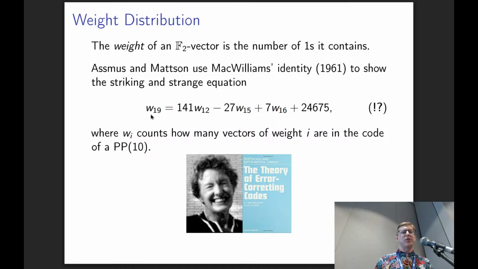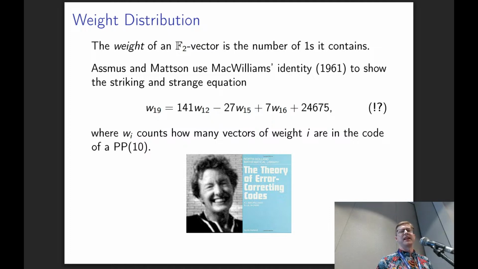It tells you exactly how many vectors there are of weight 19 in this code of order 10. It's in terms of the number of vectors of weights 12, 15, and 16. Okay, so this is where Lam starts. We're going to use this as our starting point. And Lam enters the picture. So now he's a professor in the 1980s. And up till now, everything was basically by hand. We've essentially reached the limits of human analysis, right?